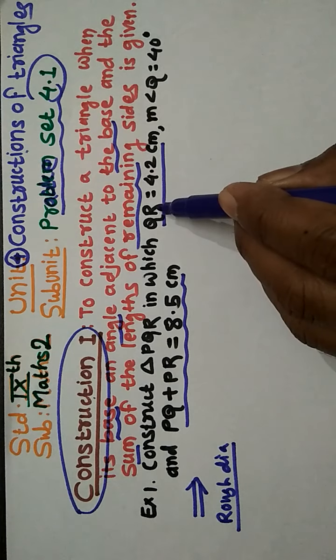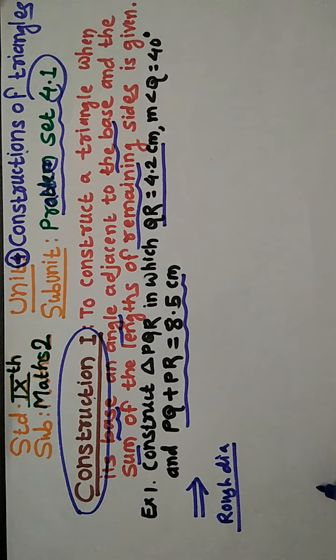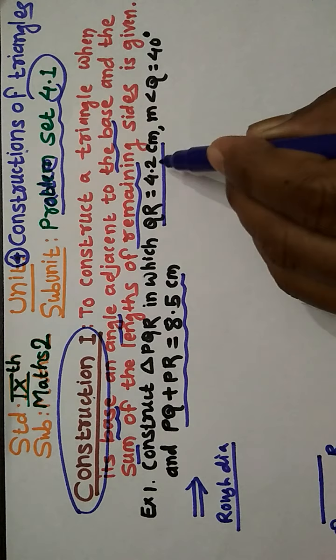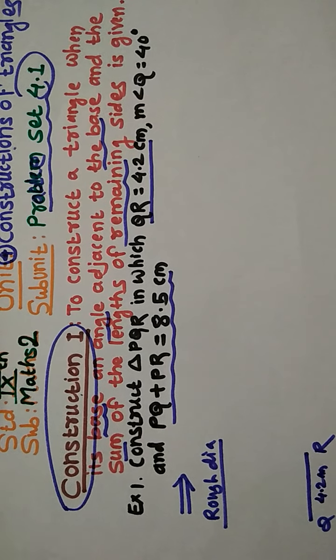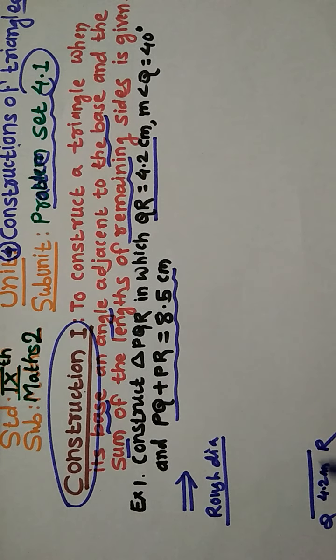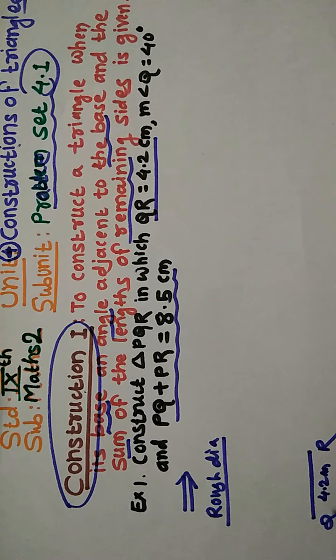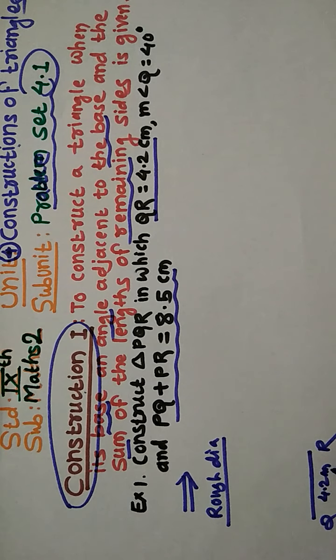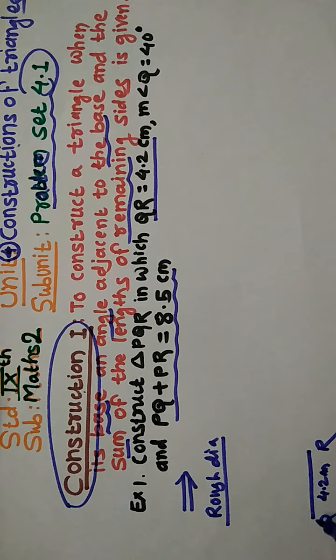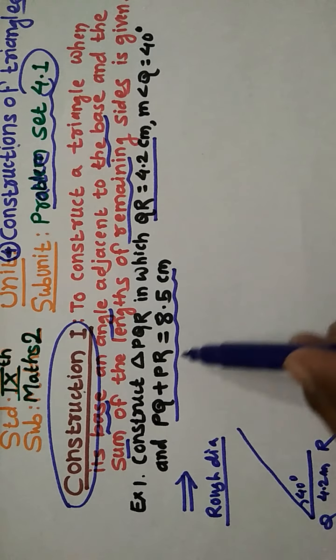Means see here, roughly draw base QR which has length 4.2 centimeter. Denote here. Draw segment QR by hand. This is only a rough diagram, therefore we do not take a scale for your measurements. QR is equal to 4.2 centimeter. Angle Q is 40 degree.